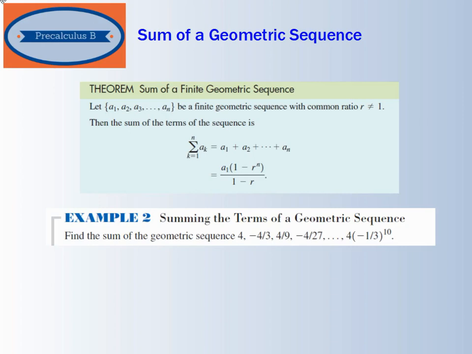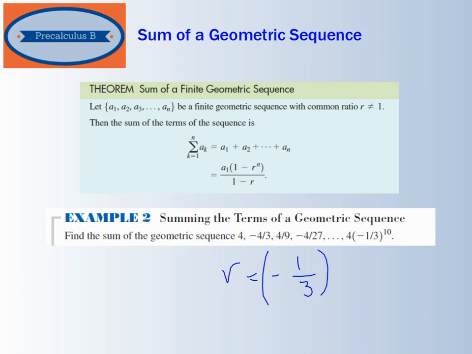So if we were asked to find the sum of this geometric sequence, 4, negative 4/3, 4/9, etc., we would find that the common ratio here is negative 1/3. R is going to equal negative 1 over 3. This is what's going to be multiplied every single time. So that's R.